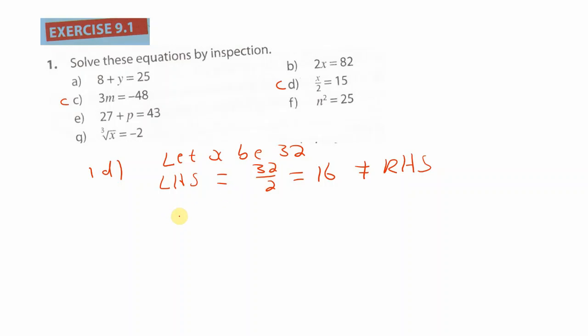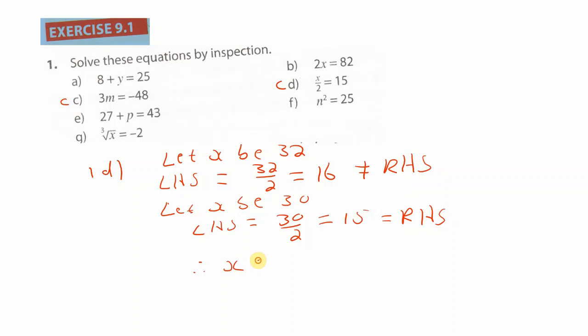Okay, so let's try 30. Now we know left hand side is equal to, in the place of x we have 30, we divide by 2, gives us 15, which is indeed the right hand side. So therefore x equals 30 is our final solution.